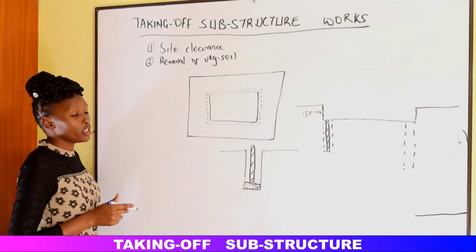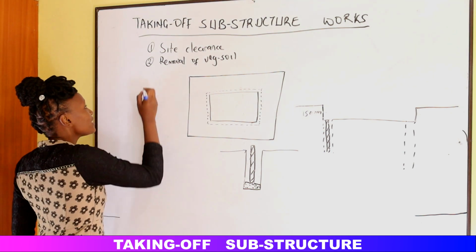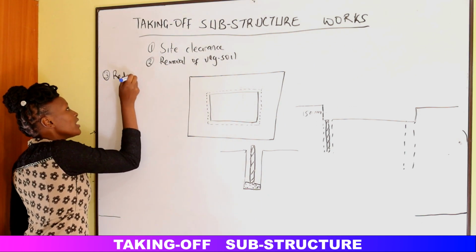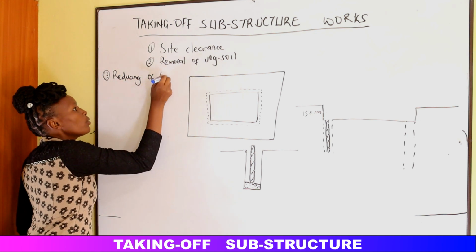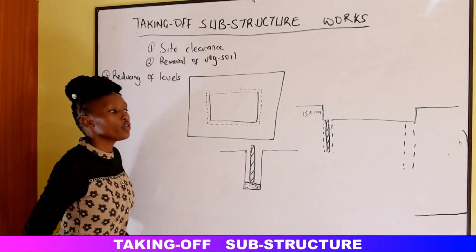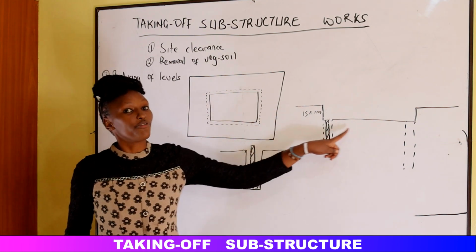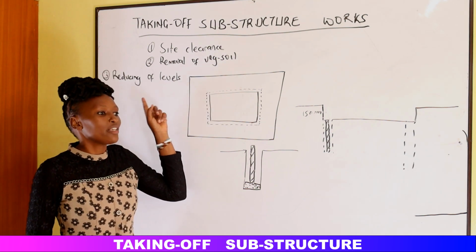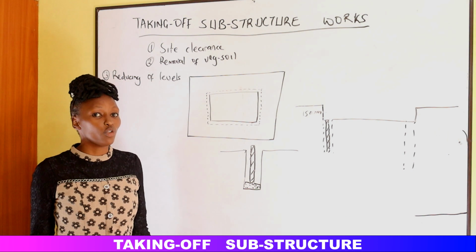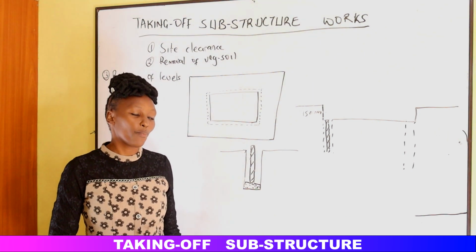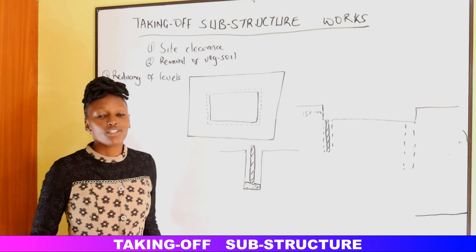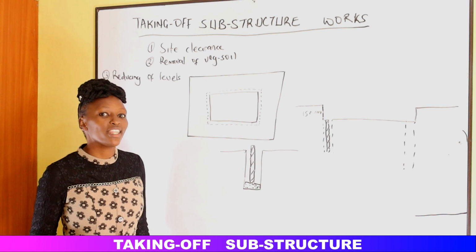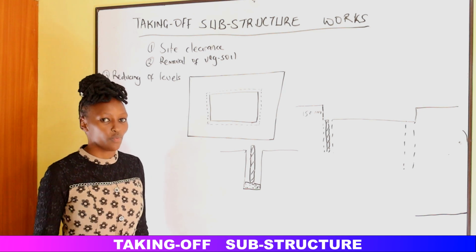The next thing that we will do when taking off is the reducing of the levels. What is reducing levels? We have already excavated 150 millimeters from the normal ground level. After removal of the vegetable soil, the soil that was supposed to support vegetation growth is not yet stable. So we need to go deeper to find the level where the soil is more stable.